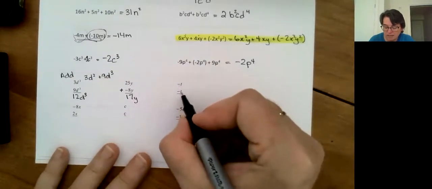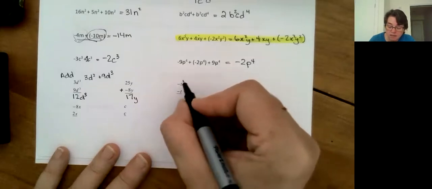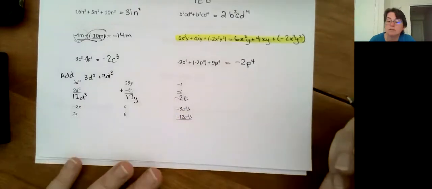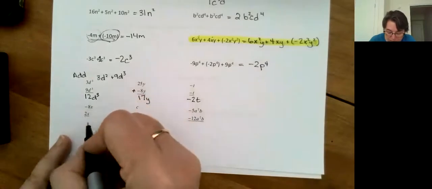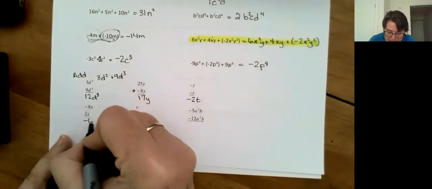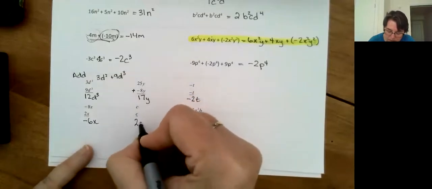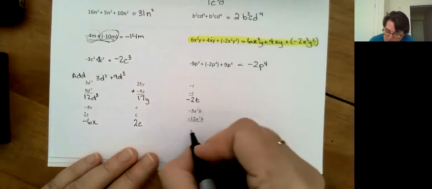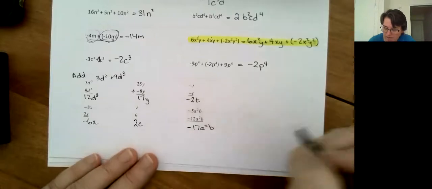Negative t plus negative t, oh, you'd be surprised how many students get this wrong. That's negative 1, and negative 1 makes negative 2t. They don't cancel out. Negative 8 plus 2x is negative 6x. c and another c is 2c. And minus 5 and minus 12 is minus 17a squared b.